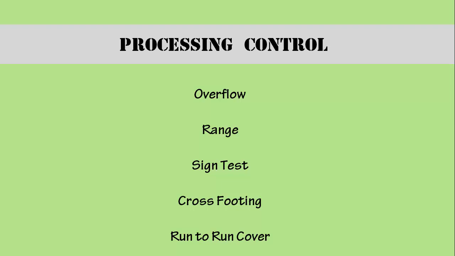Processing validation checks basically ensure that the computation performed on various numeric fields is, number one, authorized, number two, accurate, and number three, complete. There are a few validation checks available, and these are five major ones. Number one comes overflow.